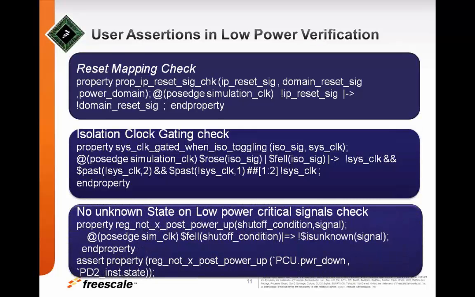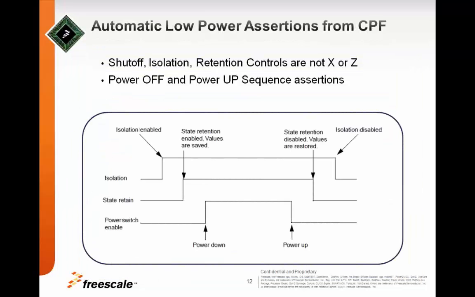We also have assertions to check that all the macro models' low power control signals, which are mapped to the always on domain, are never in an invalid or unknown state at any point of operation in the design. Okay, coming to the automatic low power assertions from CPF. These assertions are automatically generated from CPF and cover that the shutoff, isolation, and retention controls are not in an unknown state, as well as the power up and power off sequence assertions.